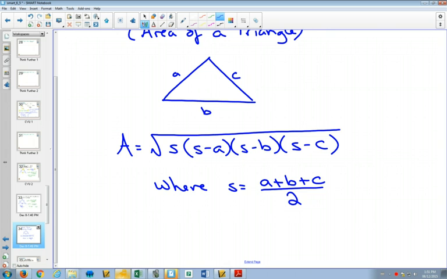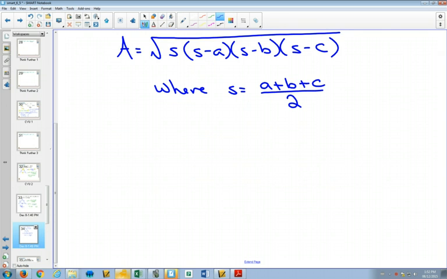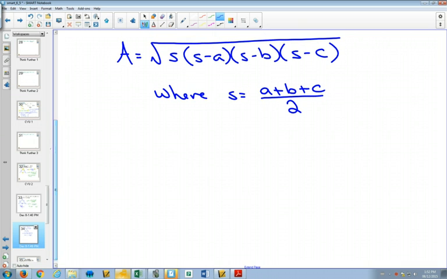Semi-perimeter is halfway around the perimeter. So perimeter means add up all the sides, A plus B plus C. If I just did half of that, I would get A plus B plus C all divided by 2. Perimeter cut in half. So, are you ready? We'll do an example.